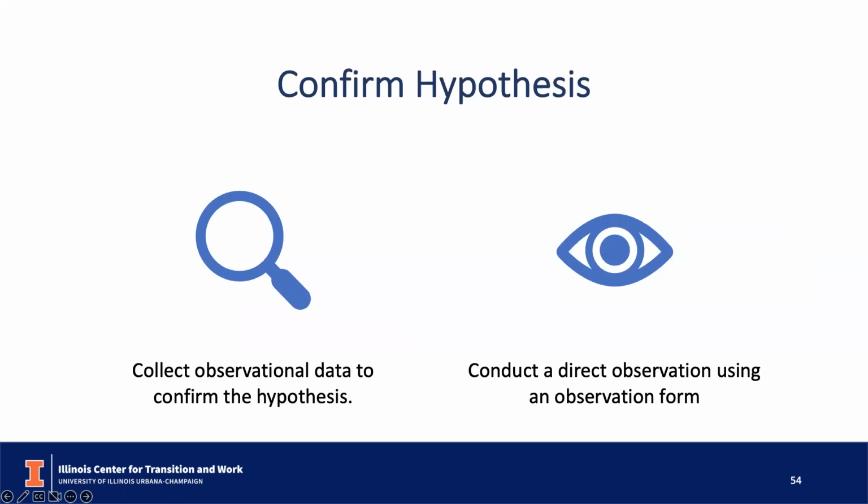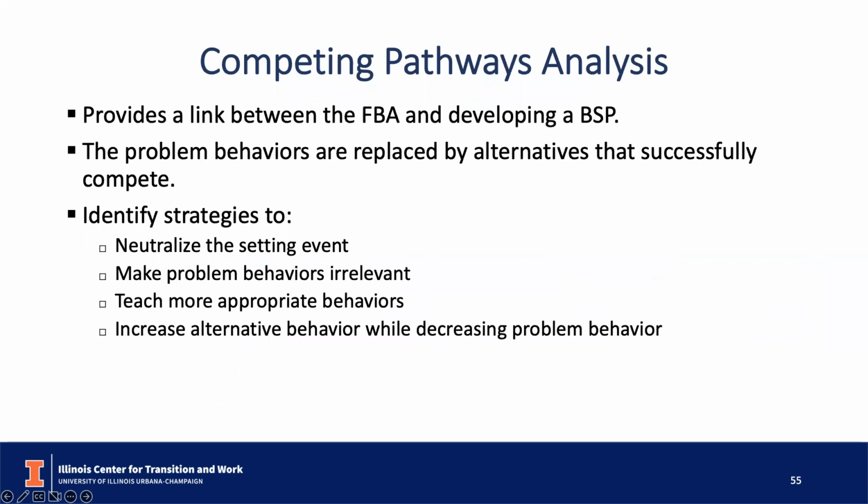And last, you're going to confirm the hypothesis, and you're going to do that by collecting observational data. You're just going to conduct a direct observation using an observation form, similar to how we did with the ecological assessment. And then the form takes you to this nice competing pathways analysis. If you're not familiar with the competing pathways analysis, all it is is a link between the FBA and the development of the behavior support plan.